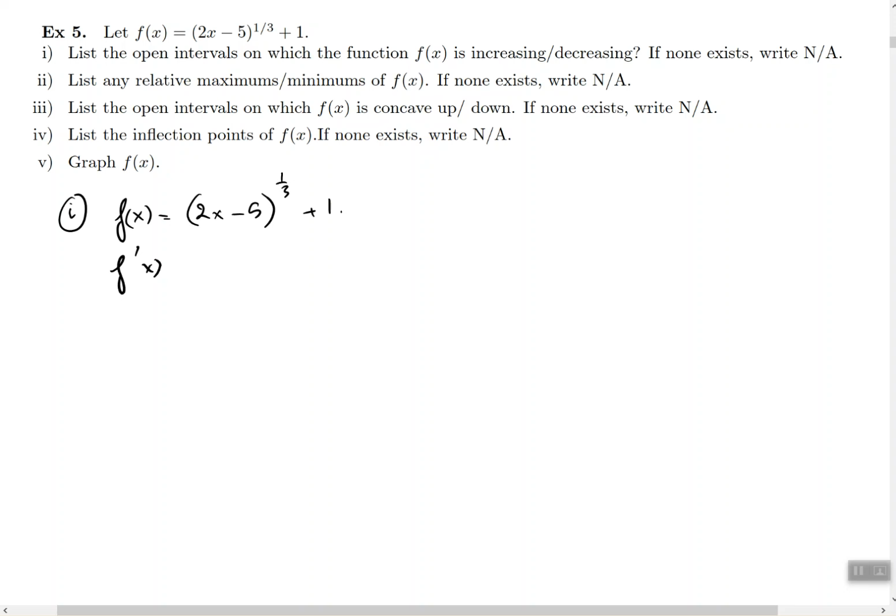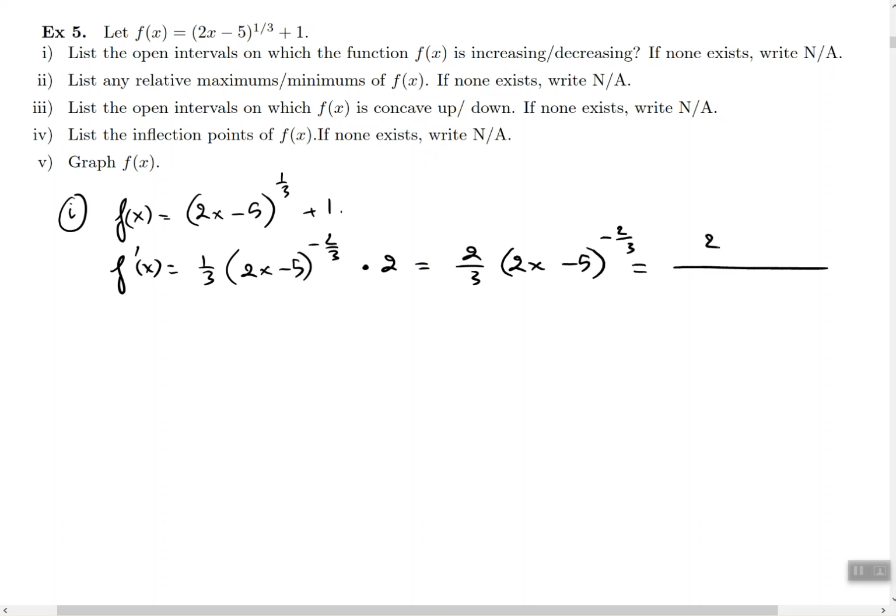So f prime of x is equal to, using chain rule, we bring the power down, then we subtract 1 from the power, and we leave the inside part alone for now. Then when we're done, we multiply by the derivative of the inside. So this is technically 2/3, (2x minus 5) to the power of negative 2/3, which can be written as follows: 2/3 over (2x minus 5) to the power of 2/3, like this.